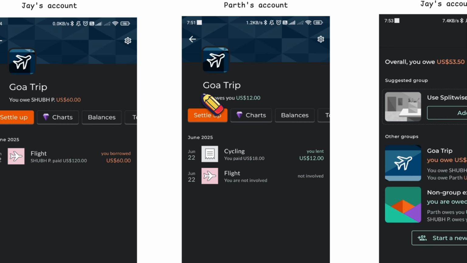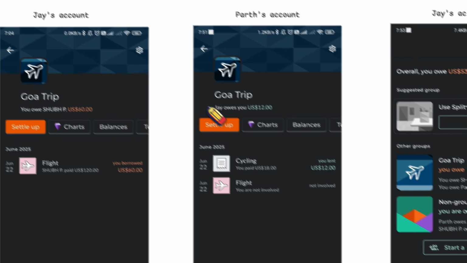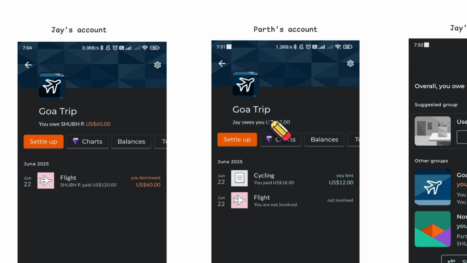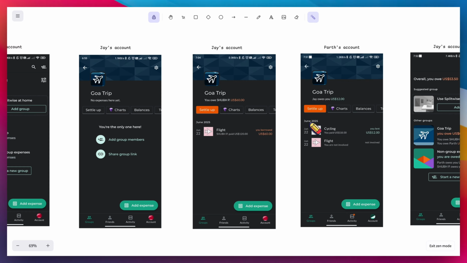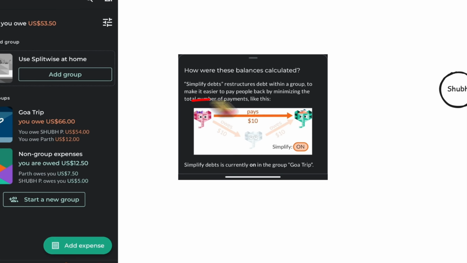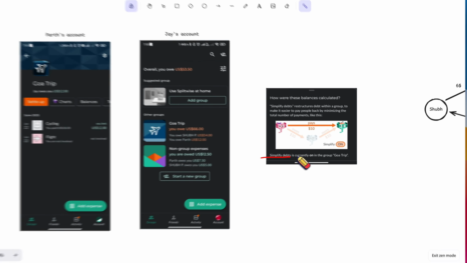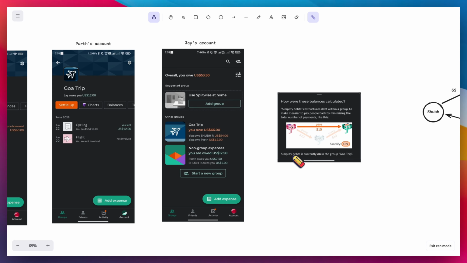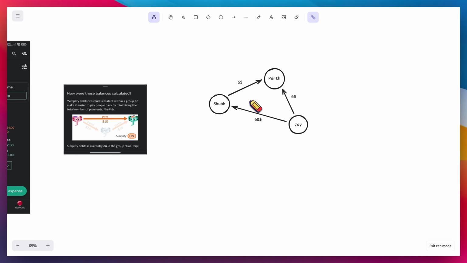One thing to observe over here is that instead of this thing, there should be 2 lines written. The first one would be Shubh owes you $6, and Jai owes you $6. But instead of that, how come this is written over here? How come my name is not there? My name is not there because we are currently using this particular feature. The name of this feature is simplified debt. What this feature will do is it will basically reduce the number of transactions.